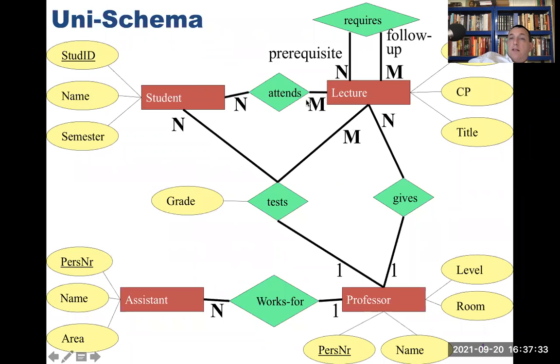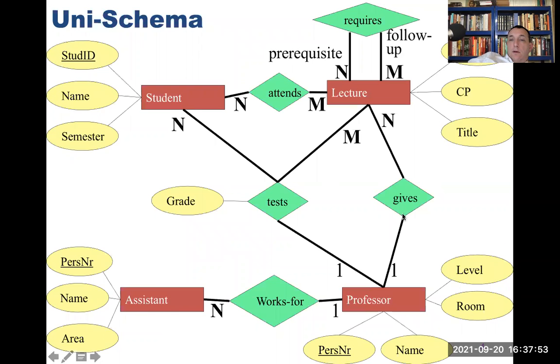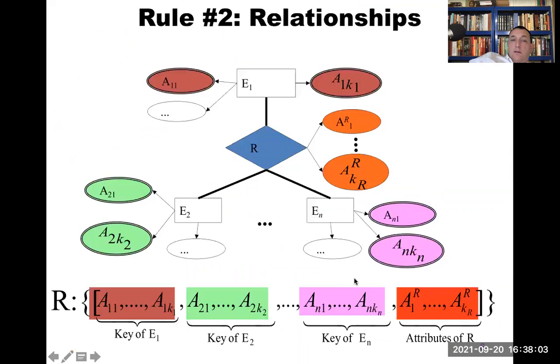Both attends and requires are many-to-many relationships. That's why they have all the columns as a key. And all the others are many-to-one or one-to-many, one here too. So let's check: in the relationship gives, one on the professor side. In works for, one on the professor side. In tests, one on the professor side. So let's look.